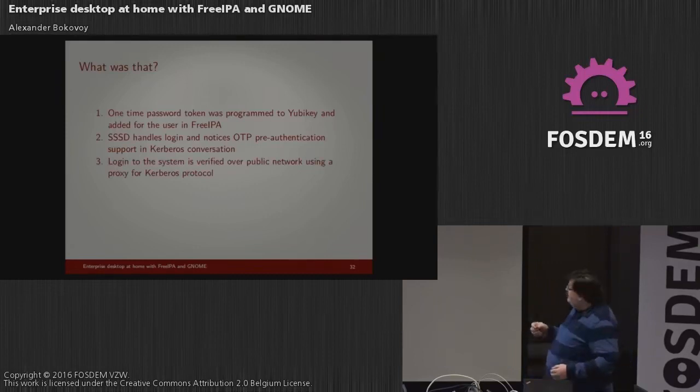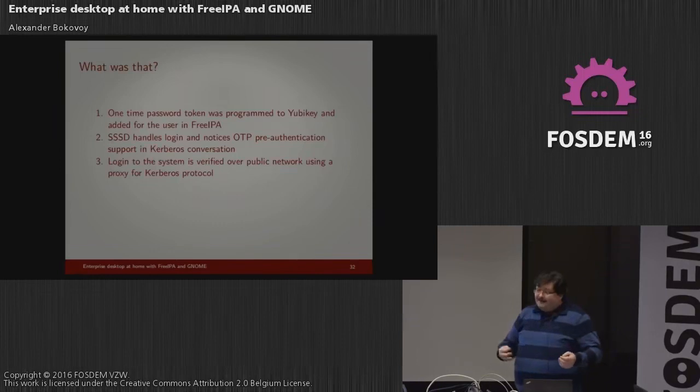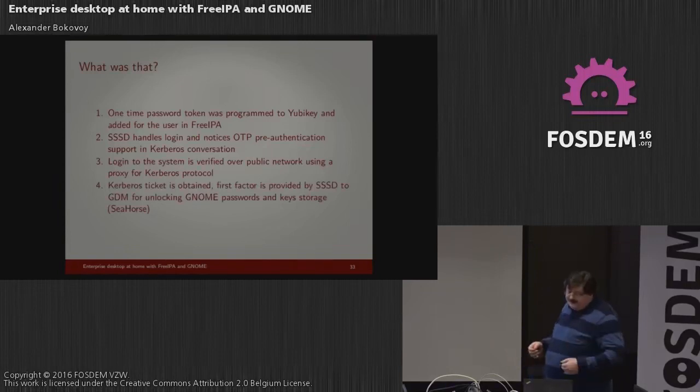The login was again verified over the public network using the same proxy protocol. In this case, we don't have dynamic switching. I'm actually on VPN, right? So I could have switched to the internal view of the KDC, right? But I'm not. I'm also using the public network. You can improve that. And then I get the ticket.